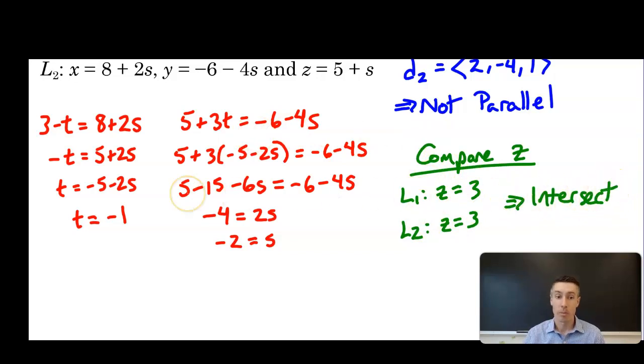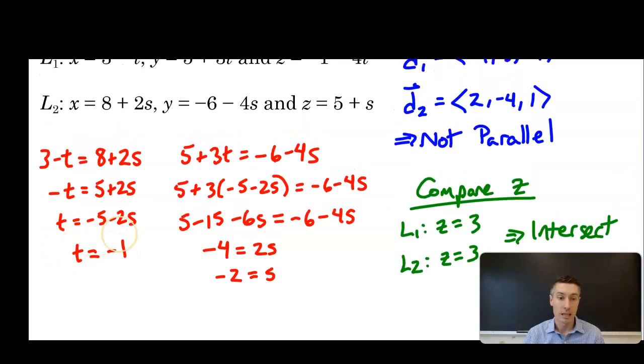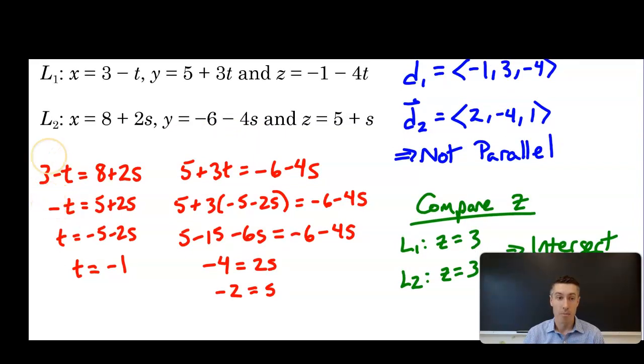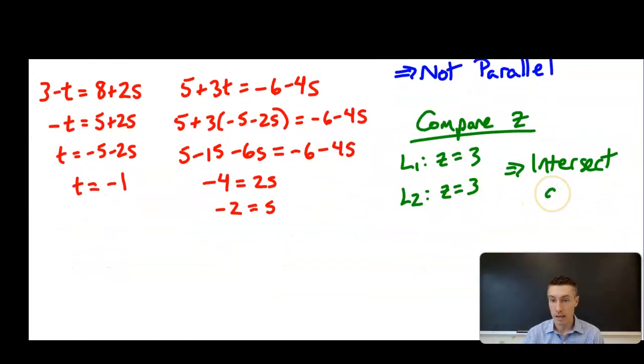And they did ask for the point of intersection. So that means that we need to take either t equals -1 and plug it into the first line, or take s equals -2 and plug it into the second line. Doesn't matter, since it'll give you the same point. Going to the first one, that means that we get x to be 4, y to be 2, and then we already know z is 3. So they intersect at (4, 2, 3).